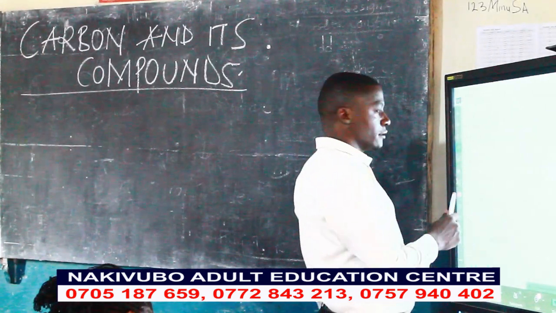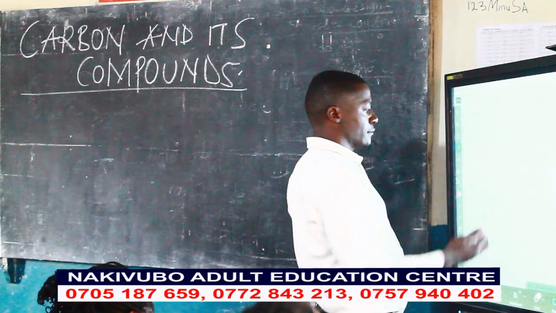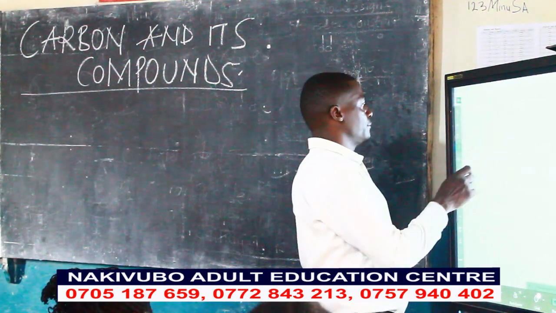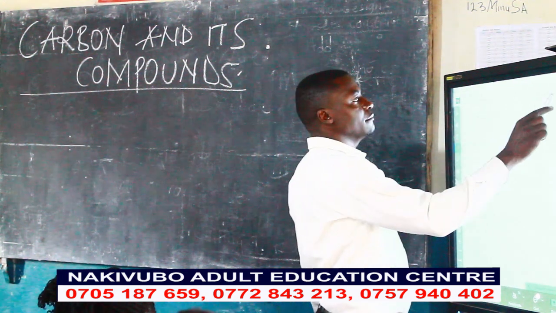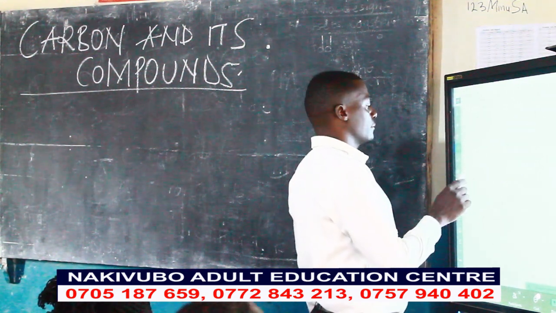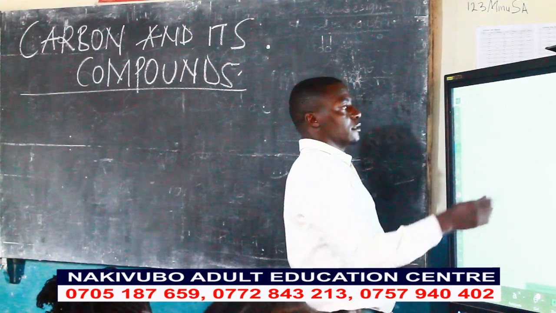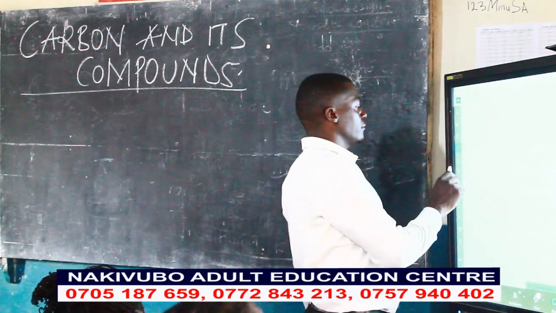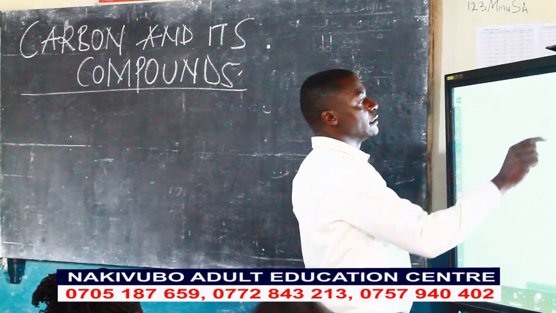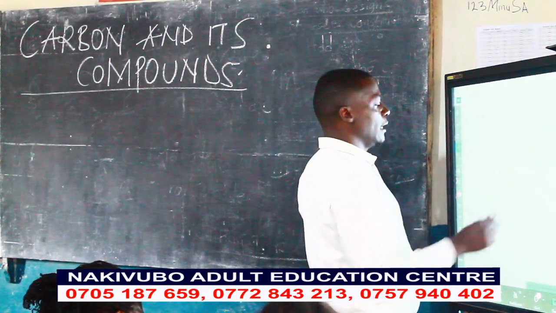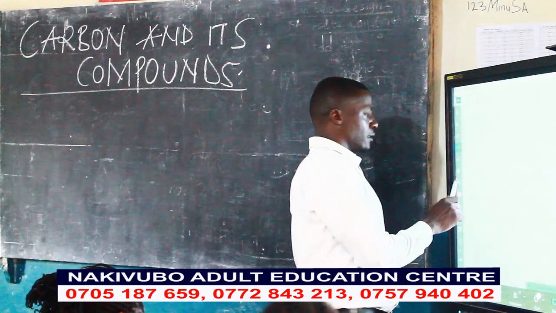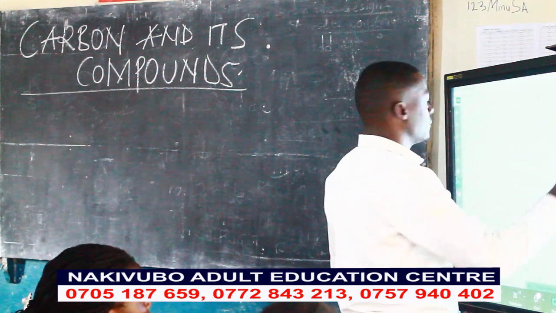Potassium. What is the symbol for potassium? K. This is Na. Ca. I want to remove this. Allow me to create a space here.